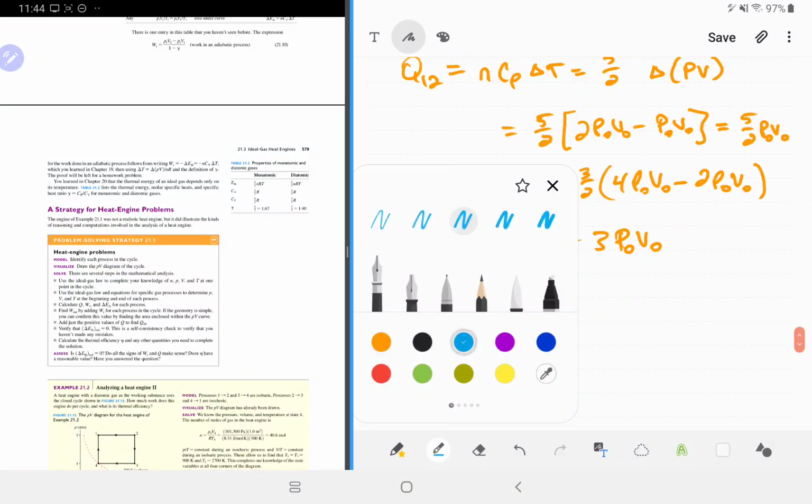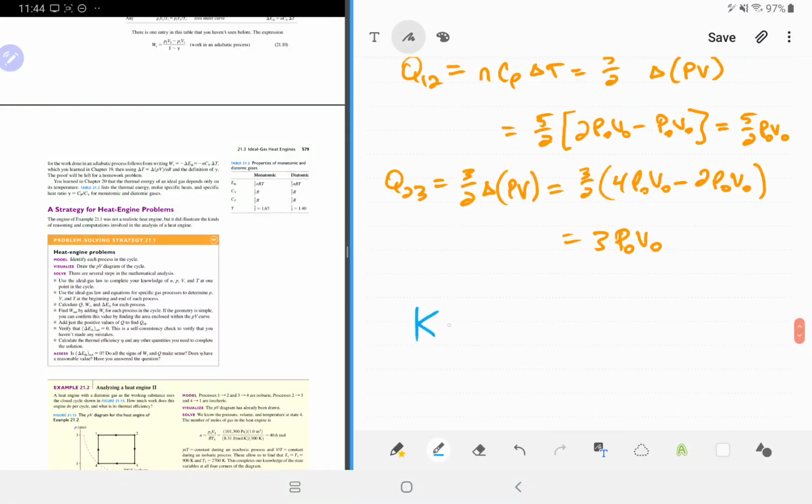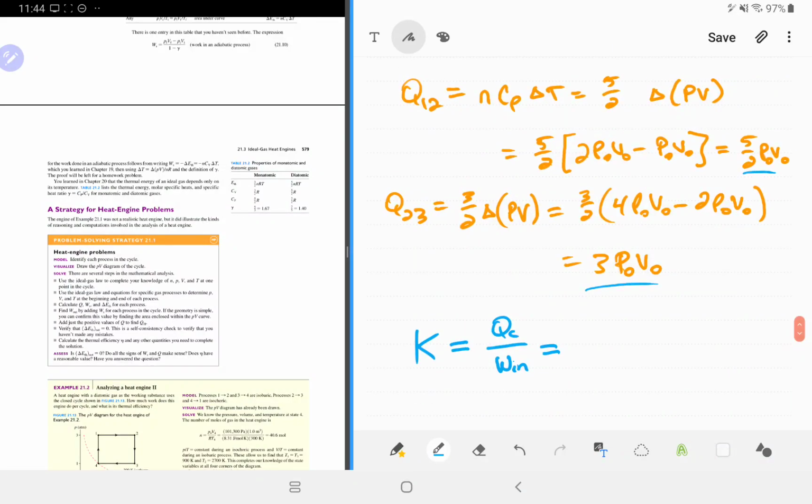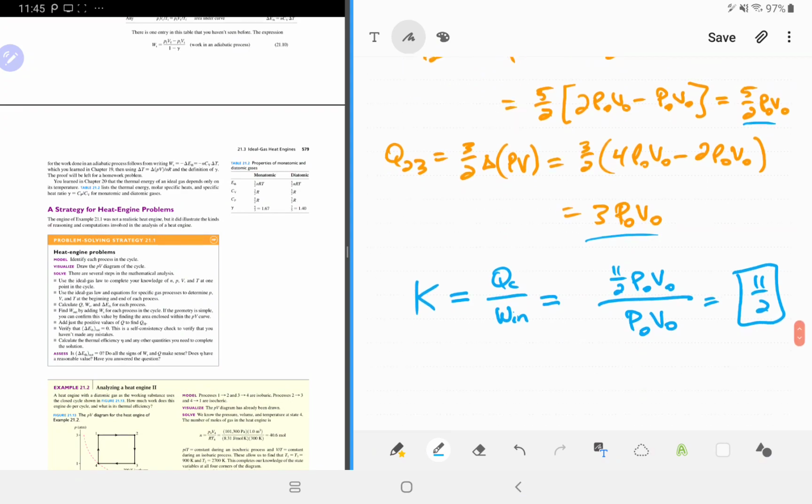So we can plug this in to get the coefficient of performance of this ideal gas refrigerator. It's QC over the net work input. So QC is going to be the sum of these two pieces. 5/2 plus 6/2 is 11/2 P naught V naught. And the net work input, which was the magnitude of the area there, is P naught V naught. So it looks like this is 11/2. Remember, there's no restriction that the coefficient of performance has to be less than 1, like there is for engines.